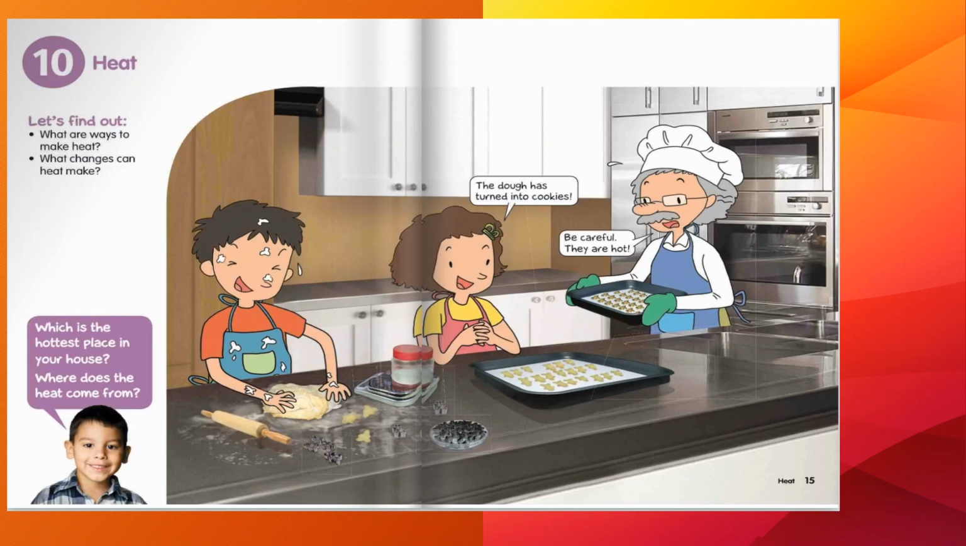Let's see what our friends are doing in the kitchen. Sue says the dough has turned into cookies. Be careful, they are hot. Well, here we have our friends that are in a kitchen. Kitchen, it's a place where we can store food in the fridge and also cook food using the oven or the cooker or the microwave or any different thing. So here we have heat.